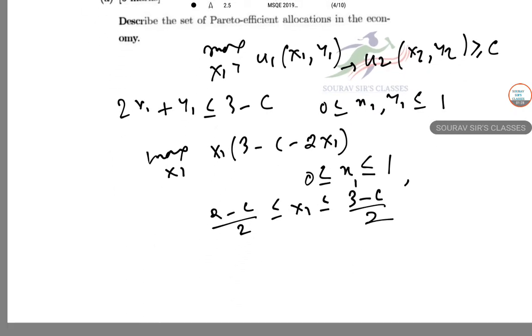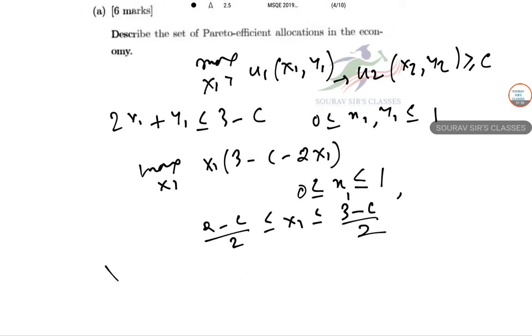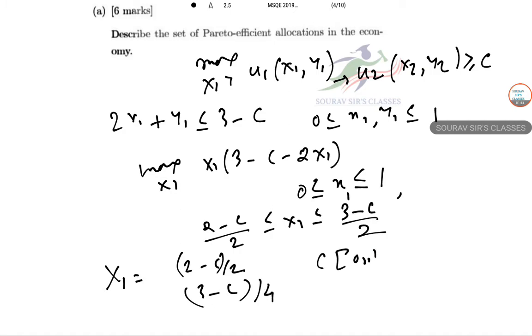So the solution of the given problem is (2 minus c) by 2 and (3 minus c) by 4 if c is between 0 and 1, and if c is between 1 and 3.